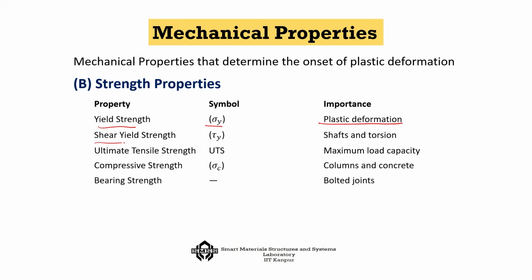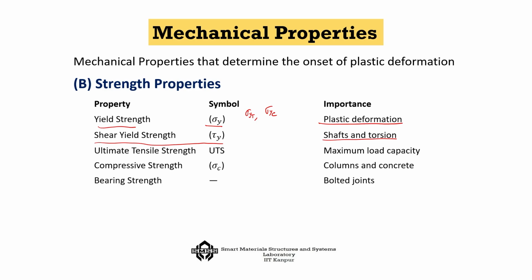So, that is one important property, and similarly for the shear case, we keep a shear yield strength. If the sigma y's are related to the axial yield strength, it can be sigma y in tension and sigma y in compression. Then tau y is for the shear yield strength, and that is important for shaft and torsion applications where you do not want it to fail in shear.